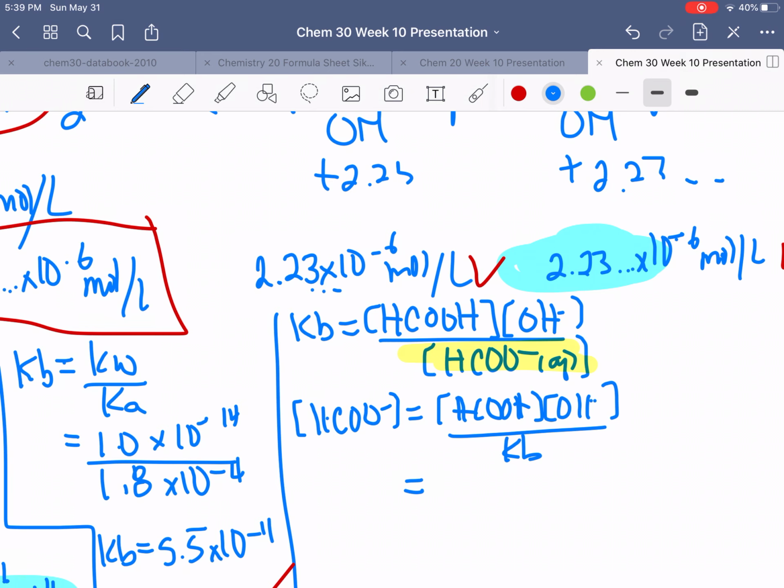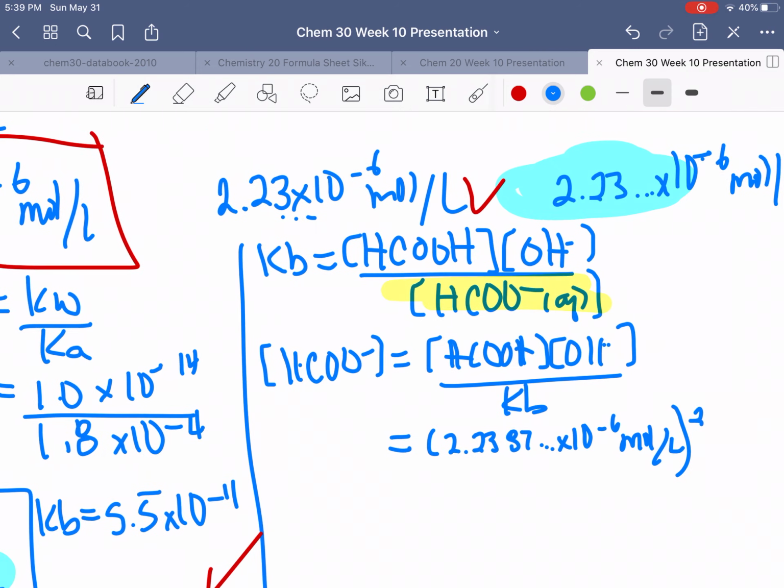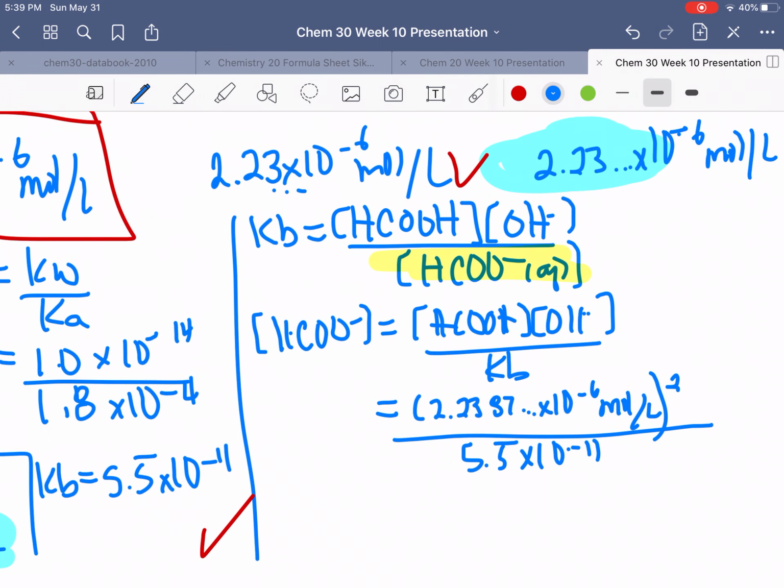Now we can start plugging in numbers. Equilibrium concentrations of the top ones, 2.2387 ... times 10 to the negative 6 moles per liter. They're both the same, so I can simply square it. Divided by the Kb that we just found. So divided by 5.5 repeating times 10 to the negative 11. Number crunch, number crunch, number crunch. You end up with the equilibrium concentration equal to 0.090213 ... moles per liter.